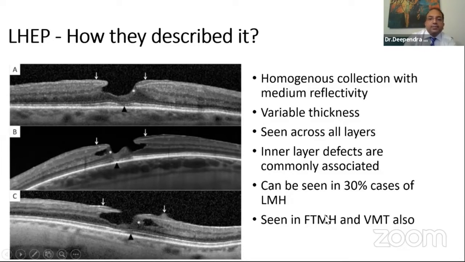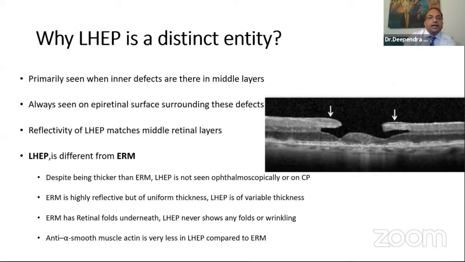Initially they described it with lamellar macular holes only, but there were then more groups who have seen that this can be seen with full thickness macular holes also. But they also highlighted why this is a distinct entity. The one interesting observation they made was that it will always be seen whenever there are inner retinal defects and there is dehiscence of inner retina from outer retina.